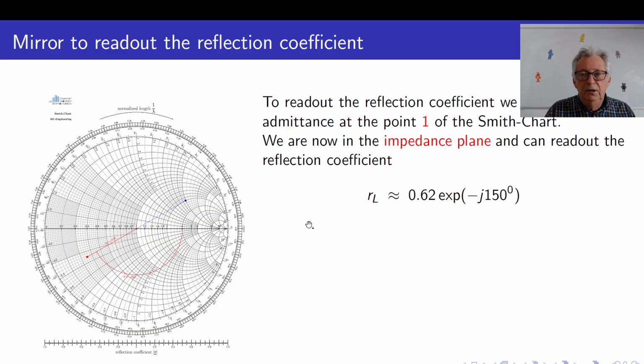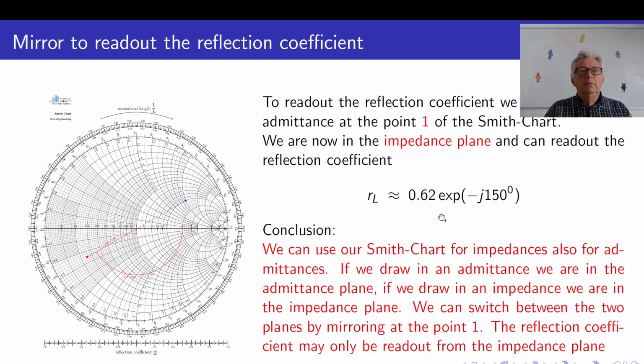To figure out the angle, we must always measure the angle with reference to this line here. So the red circle gives you the angle. And so we can read out a value now of roughly 0.62 times the exponential function of minus j 150 degrees. But what does this mean in conclusion?